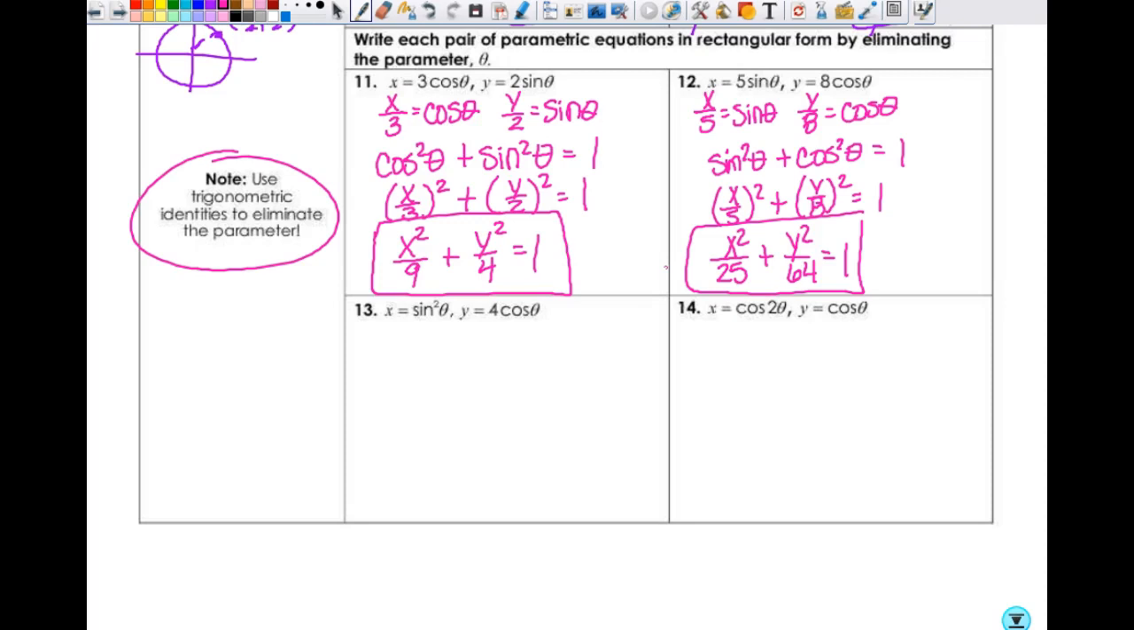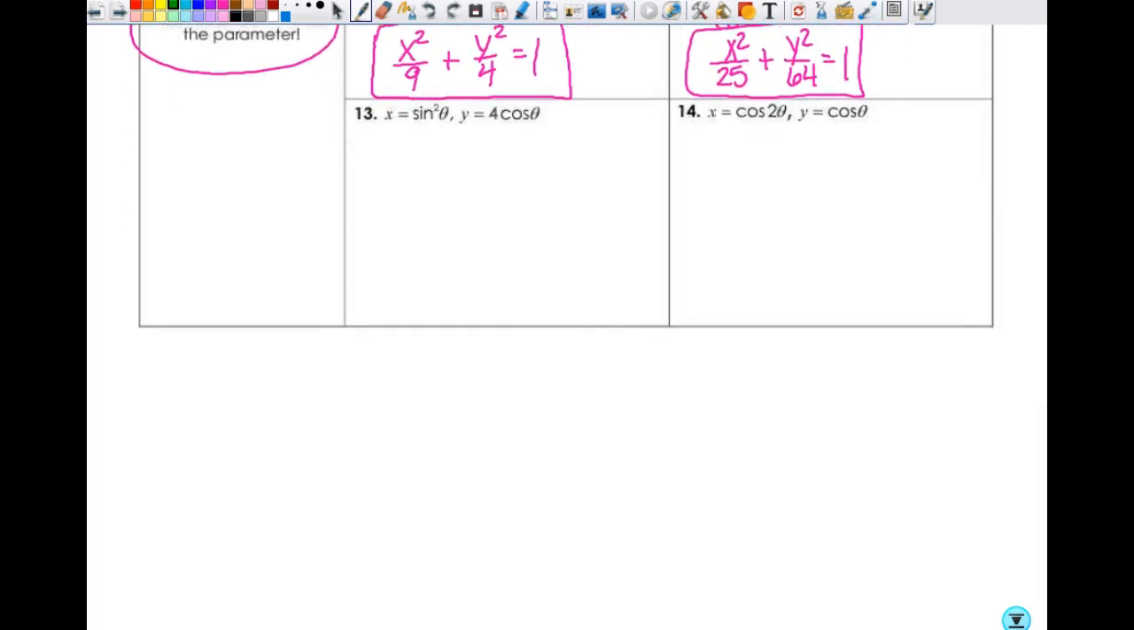All right, so number 13 is just a little bit different. We have x equals sine squared. So sine's already by itself, and the fact that it's sine squared and not sine is fine. Cosine is not by itself, so I need to get it that way.